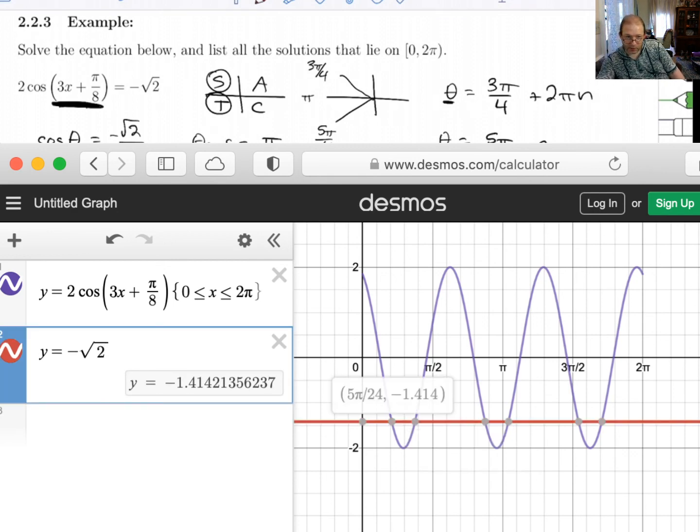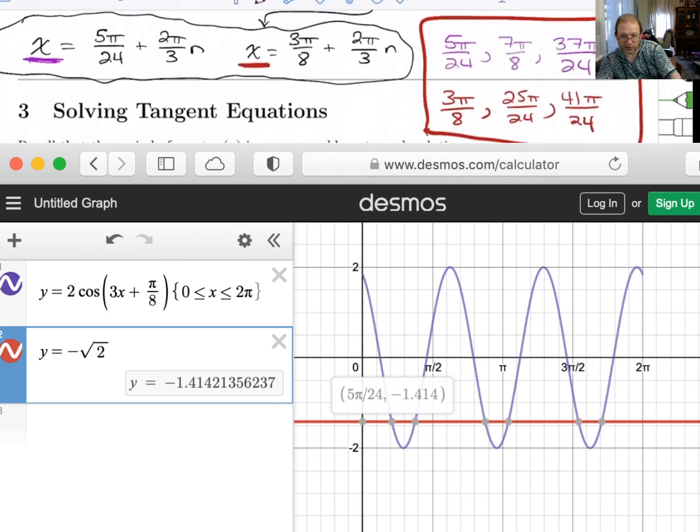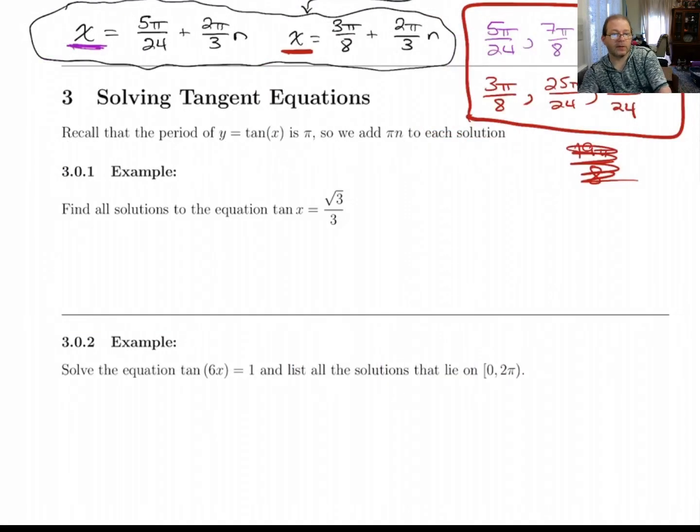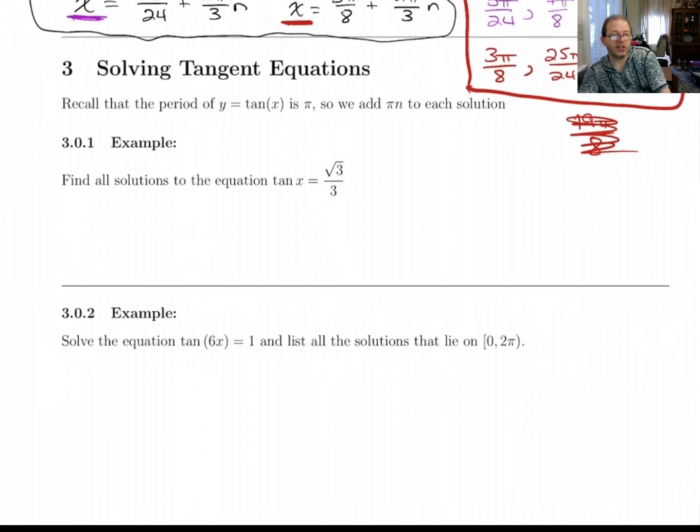How many did we get here? We got a total of 6 solutions, and that's the number that we've got here. And they should match up. Yeah, 5 pi over 24, 3 pi over 8, then 7 pi over 8, then 25 pi over 24, 37 pi over 24, and then 41 pi over 24. So that's how we solve that, and also how we check it. So let's see, we'll do tangent equations in the next video.